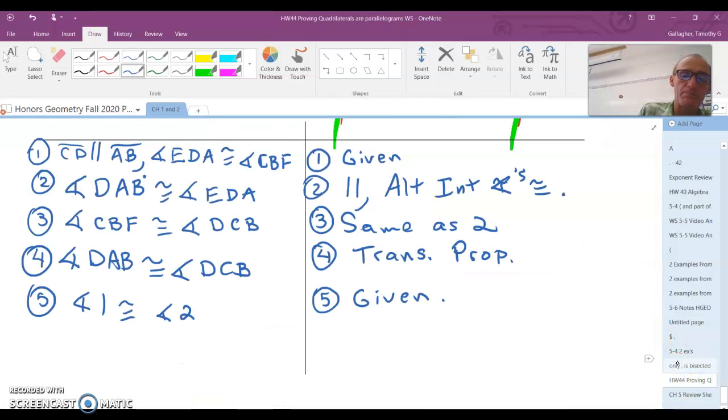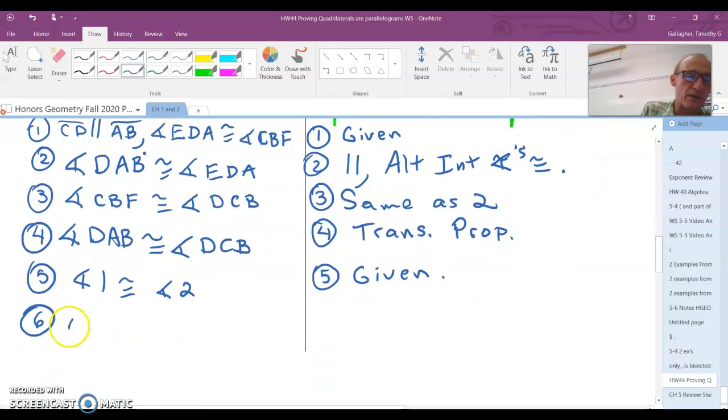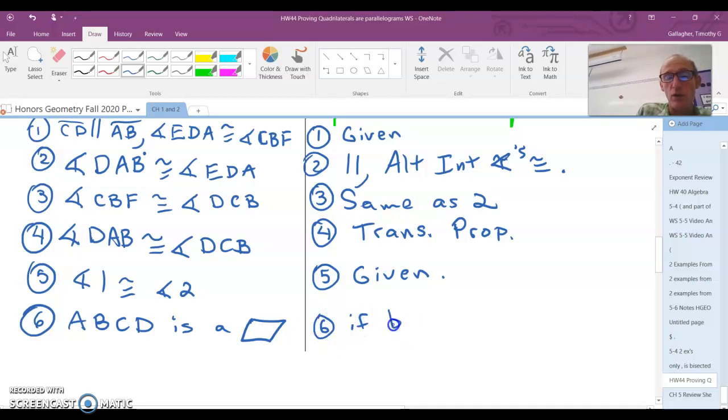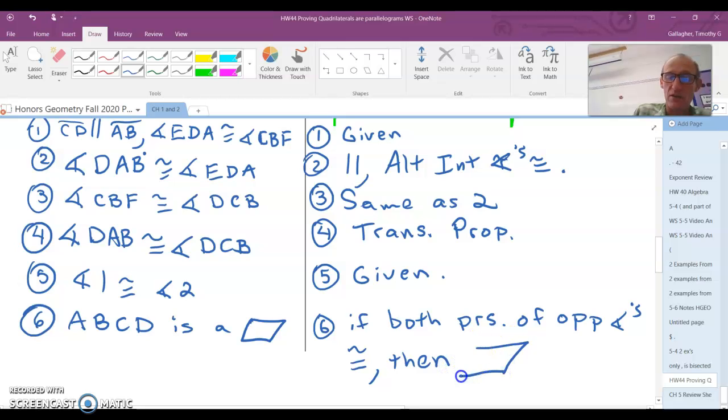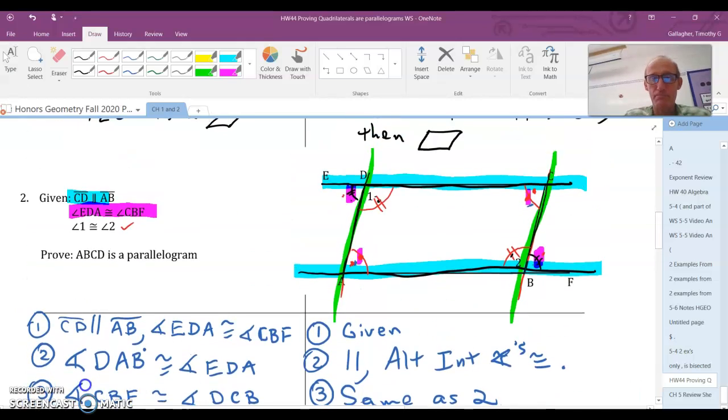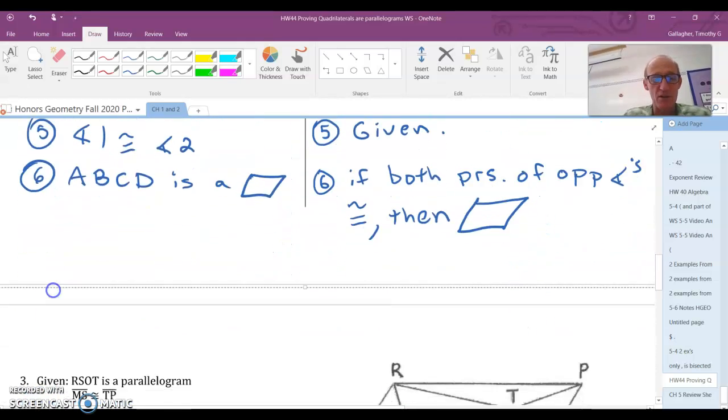Okay, so that tells us that ABCD is a parallelogram. So if both pairs of opposite angles congruent, then we have ourselves a parallelogram. Okay? So we had a sort of rough start there, but that's it.